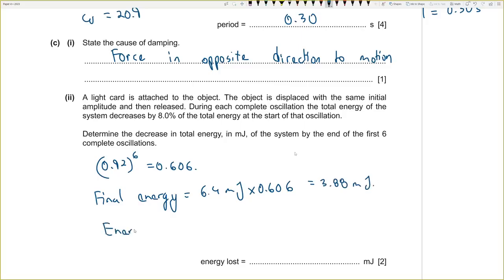So what is the energy lost exactly? It's the total energy, sorry, energy initial minus final. 6.4 minus answer gives you a value of 2.5 millijoules. That's how you do this math.